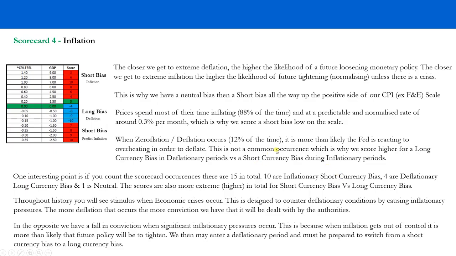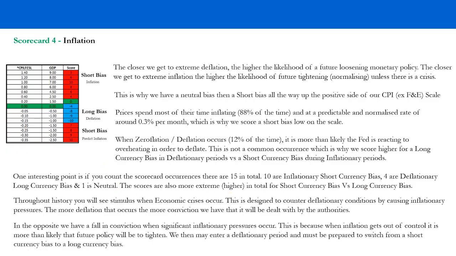Now, one interesting point is if you count the scorecard occurrences, there's 15 in total. 10 are inflationary, so short currency bias. 4 are deflationary, long currency bias, and 1 is neutral. And when you look at the scores for short currency bias, they're slightly more extreme when you add them all up. So when we add up these and these, we have more extreme situations overall than extreme situations in the deflationary zone.